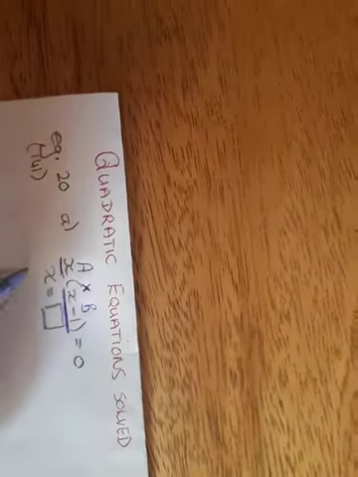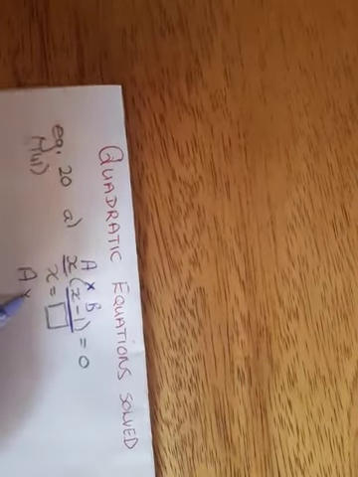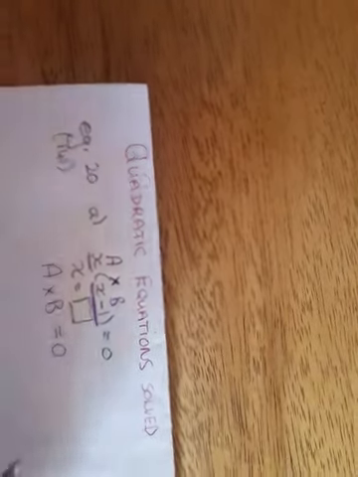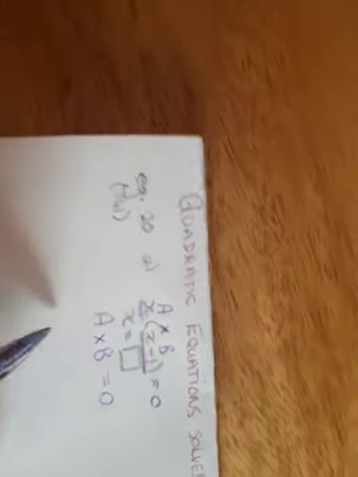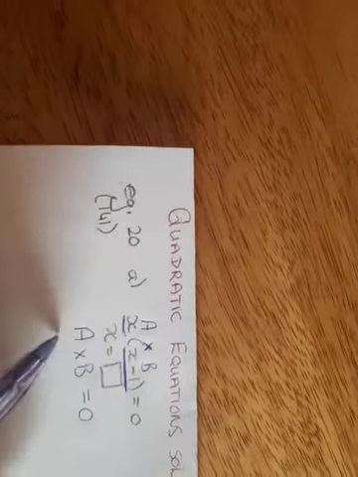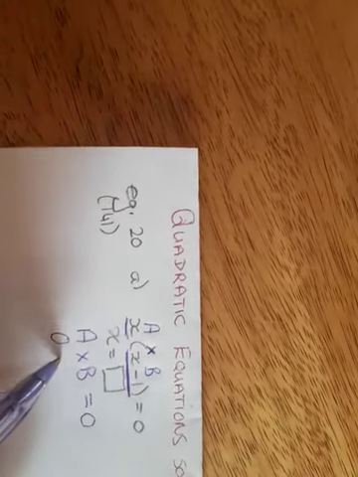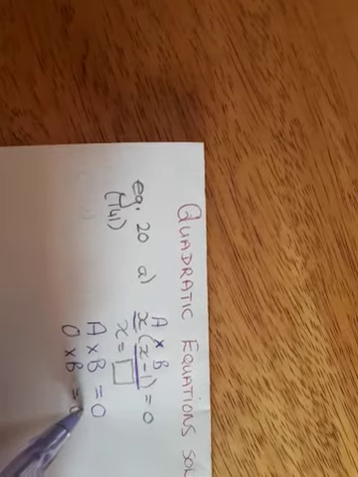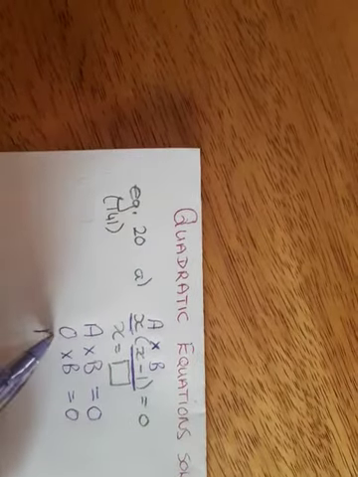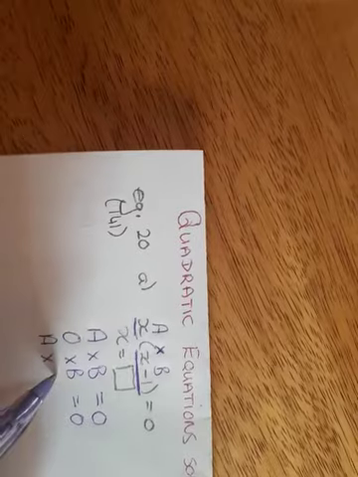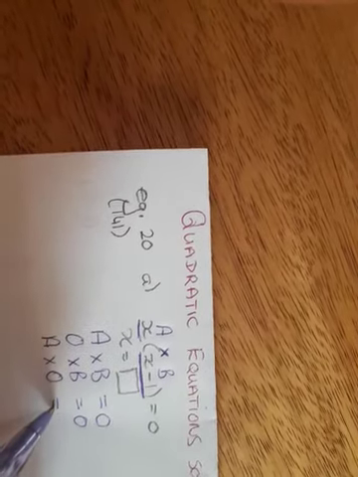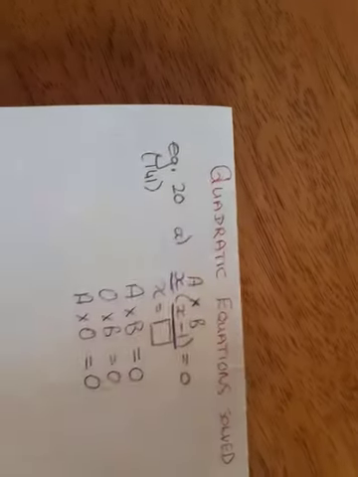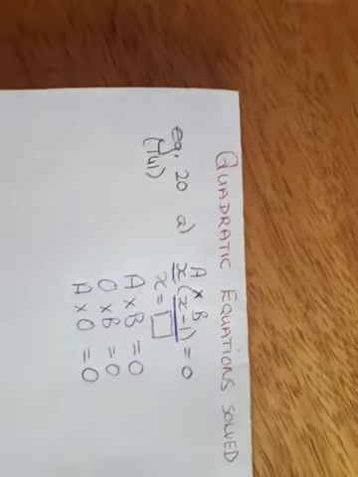Now, the basic principle: if we multiply two numbers and we get 0, then one of these numbers must be 0. So it's either going to be 0 times B, then my answer will be 0, or it will be A times 0, then my answer will also be 0. So this is the principle with which we solve quadratic equations.